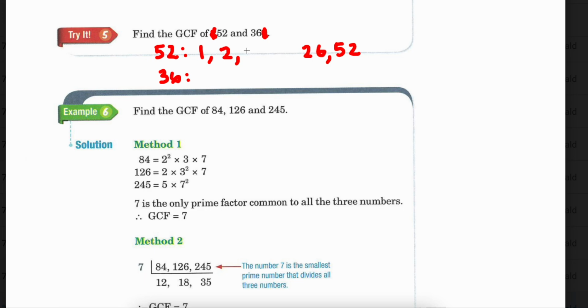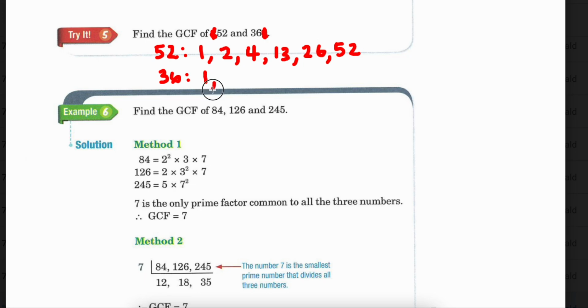3 will not work. Let's try 4. 52 divided by 4. I can use my calculator or do that in my head. 4 times 13. Let's see, does anything else work? 5 doesn't, 6 doesn't, 7 doesn't, 8, 9, 10. Yep, none of the numbers between 4 and 13 work, so I'm done.